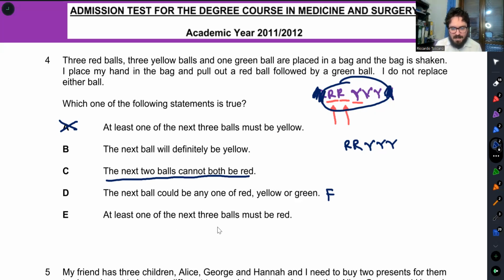At least one of the next 3 balls must be red. No, it could be possible that we pick 3 balls and they are all yellow. The next 3 balls cannot be all red because there aren't 3 red balls, but they can be all yellow because there are 3 yellow balls.